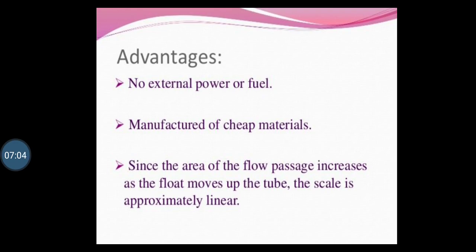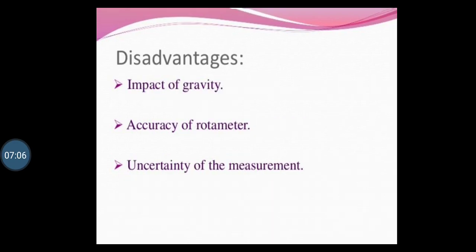Now let's see the disadvantage of rotameter. Its disadvantages are impact of gravity, accuracy of rotameter due to the speed of flow, uncertainty of the measurement, and we have to install it in vertical position only, because if we installed it in horizontal position, then the float will not come to rest position.